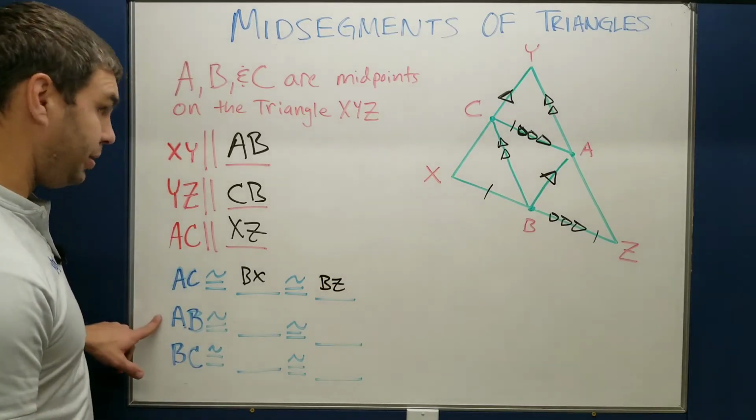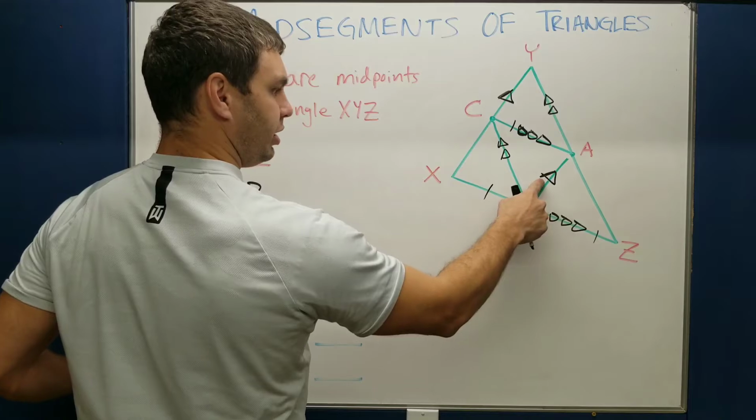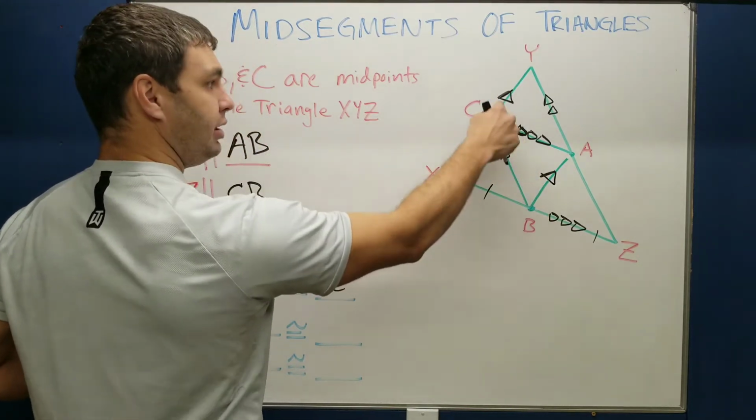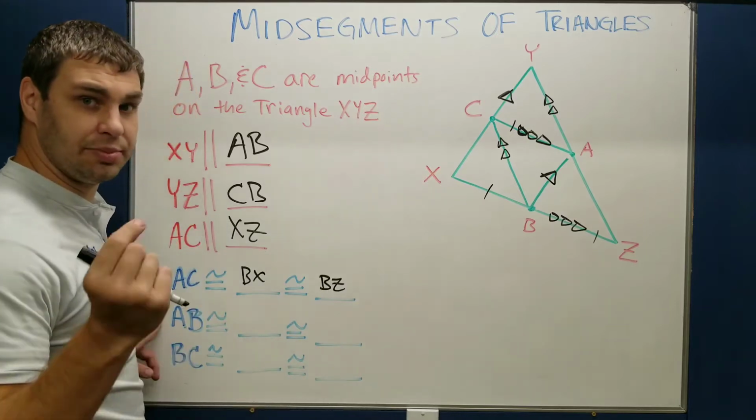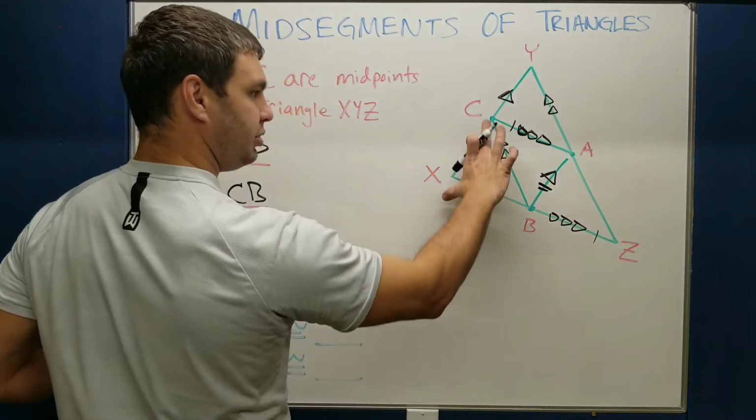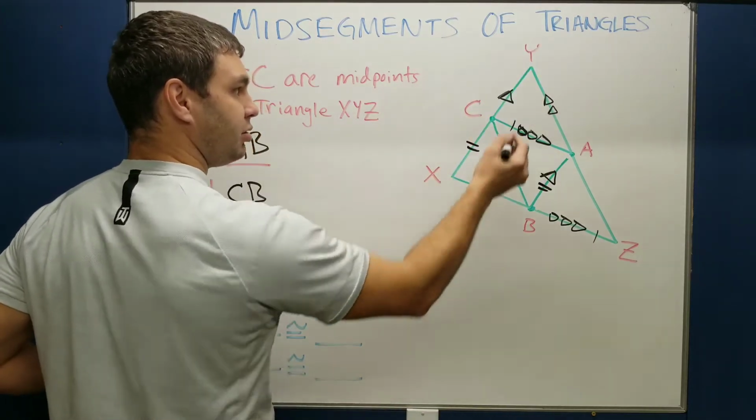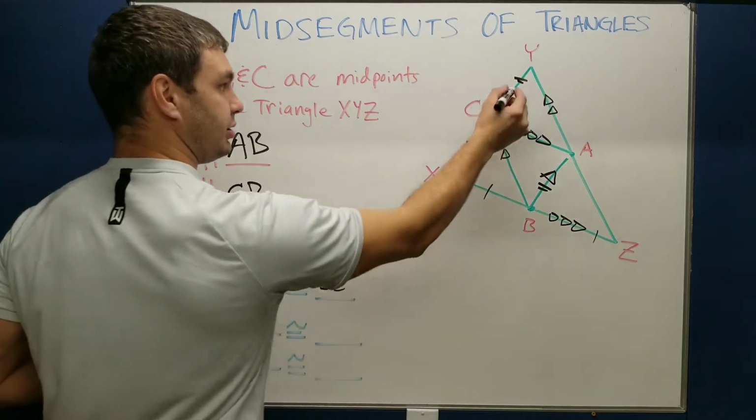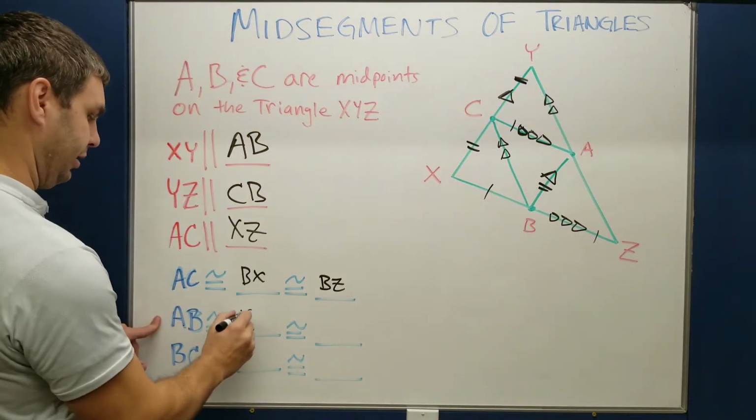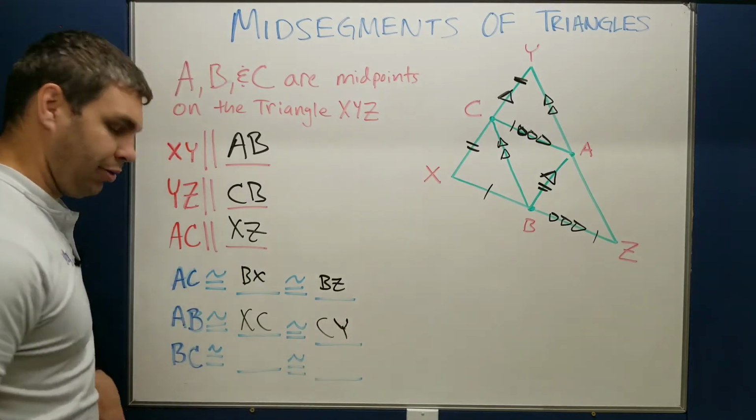All right, what about AB? AB is another mid-segment right here. Well, this one, remember, it has one triangle, so it's parallel to this side. Well, it's also going to be congruent to each of those parts. So I can put two tick marks here, two tick marks from X to C, and two tick marks from C to Y to show those are congruent. Two like that. Okay, so I'm going to say XC and CY. XC, CY.